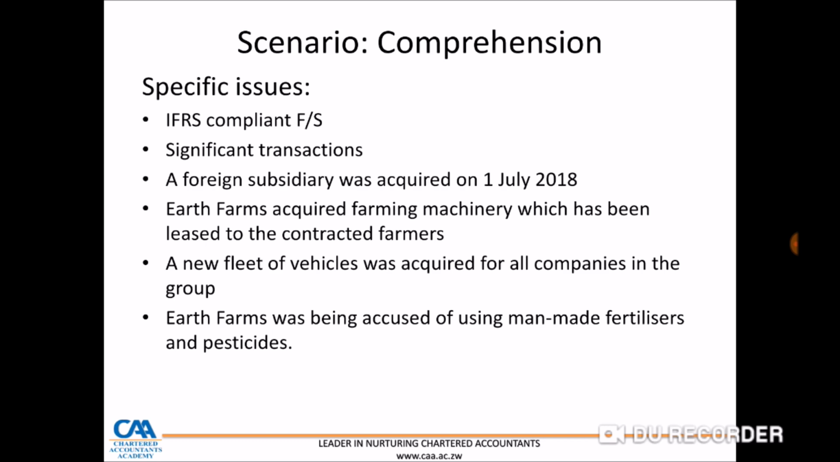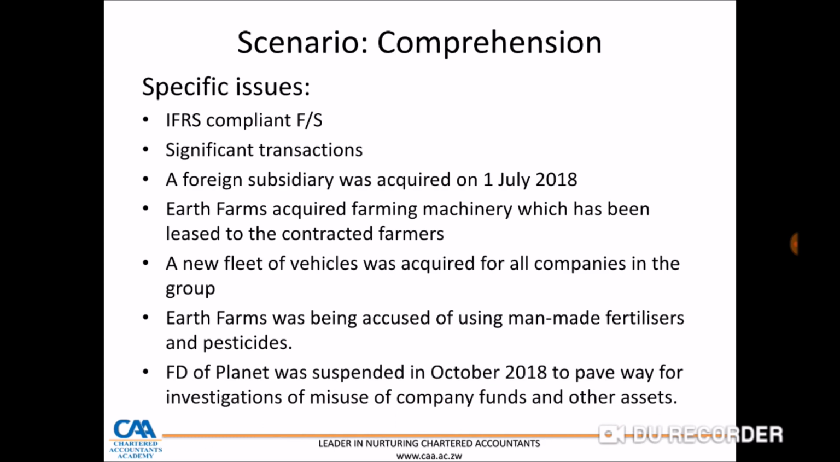Earth Farms was being accused of using man-made fertilizers and pesticides. And also the finance director was suspended in October 2018 to pave way for investigations of misuse of company funds and other assets. Could this be linked to integrity of management? If the FD was suspended because of misuse of funds, could they be private expenses that have been put in operating expenses? Could the assets be overstated? Their integrity is questionable. What's likely going to happen at Planet World given the behavior of management?